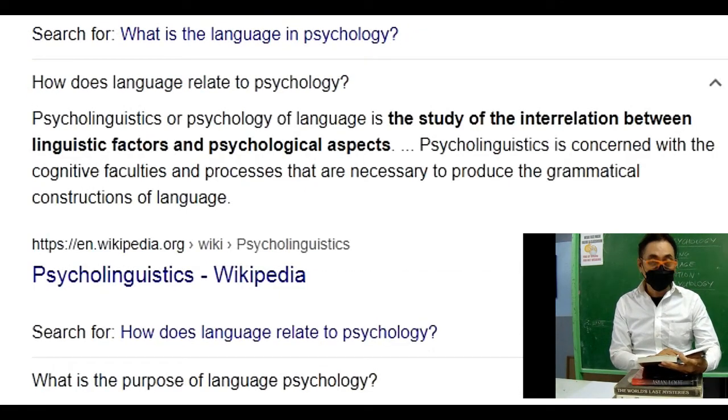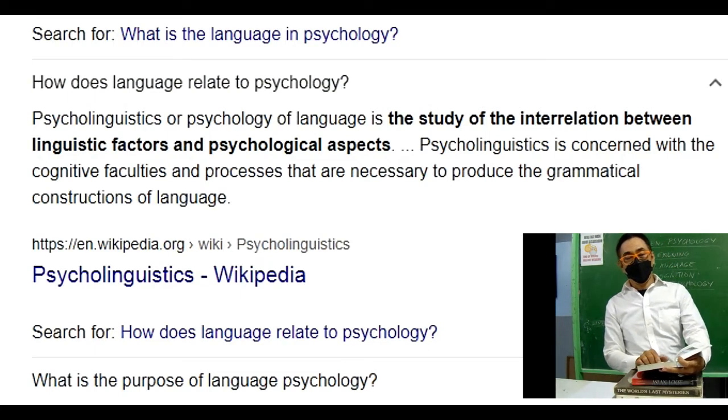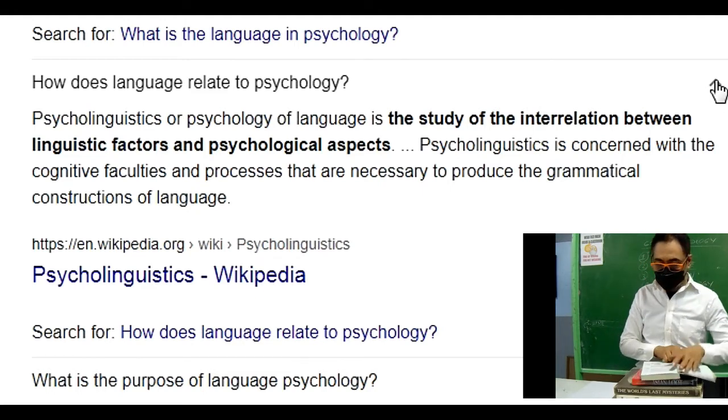How does language relate to psychology? Psycholinguistics, or psychology of language, is the study of the interrelation between linguistic factors and psychological aspects. Psycholinguistics is concerned with the cognitive faculties and processes that are necessary to produce the grammatical constructions of language.